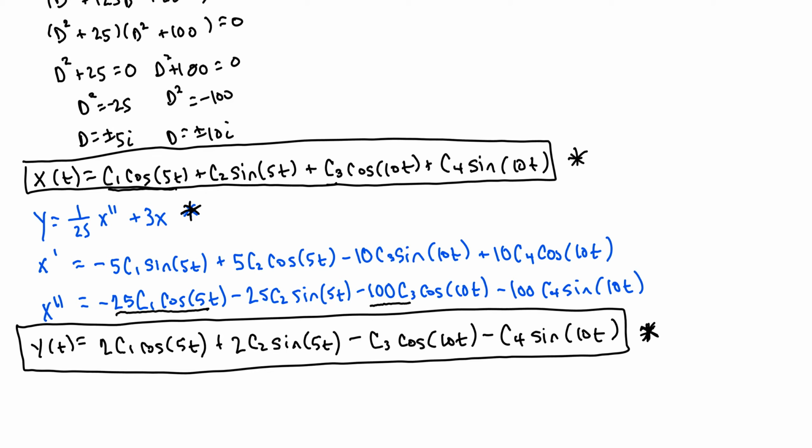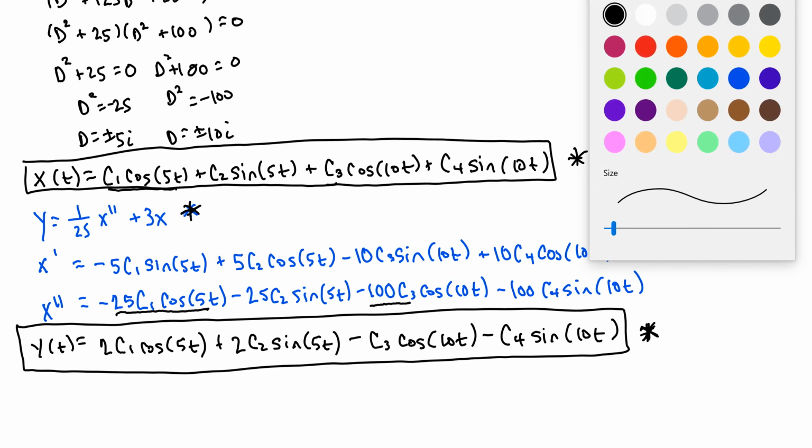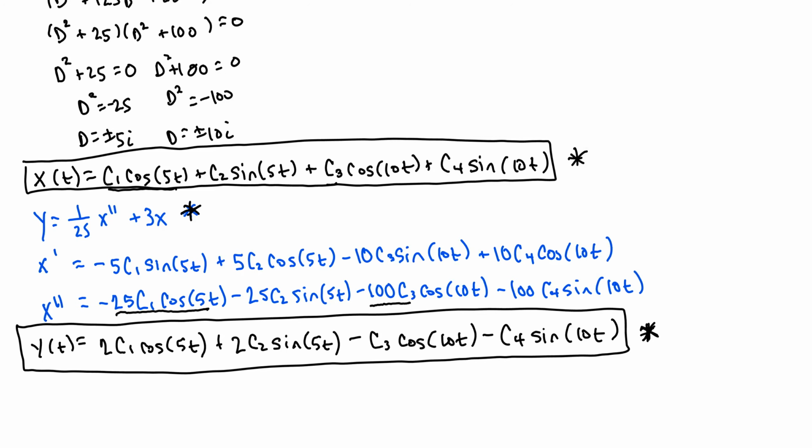Now that we have the solution, let's analyze the motion of these two masses. Comparing our two functions, x of t and y of t, we've got some similar terms. Notice in x of t, we've got two trig functions, a sine and a cosine, with the same argument, and a sine and a cosine with the same argument here. What that means is that these two are related, and these two are related.